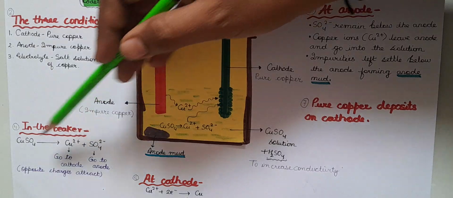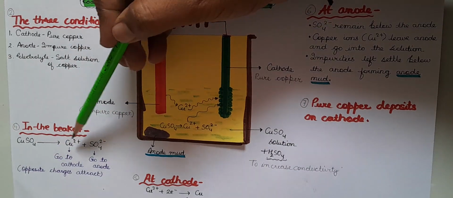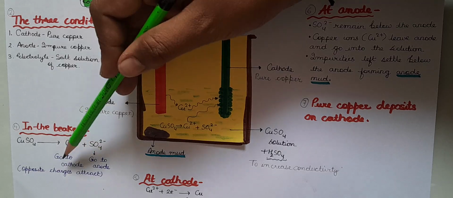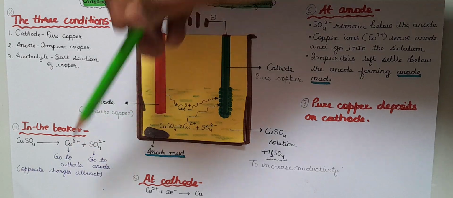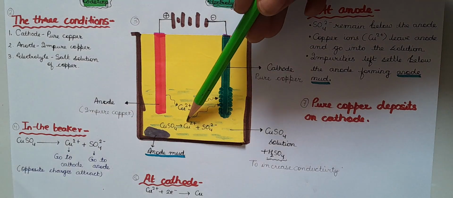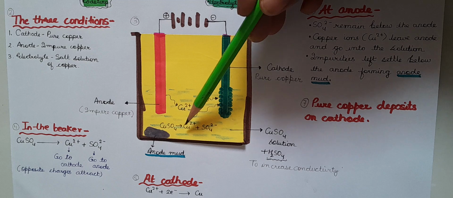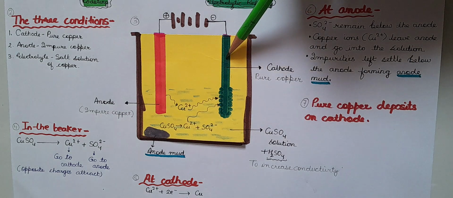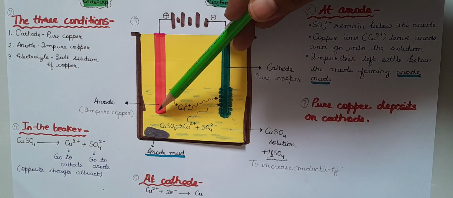Now in the beaker, copper sulfate breaks down into copper ions and sulfate ions. Copper ions being positively charged go to the cathode, and sulfate ions being negatively charged go to the anode. Copper sulfate breaks into Cu2+ and SO4 2-. Now as opposite charges attract each other, Cu2+ will go to the negatively charged terminal and SO4 2- will go to the positively charged terminal.